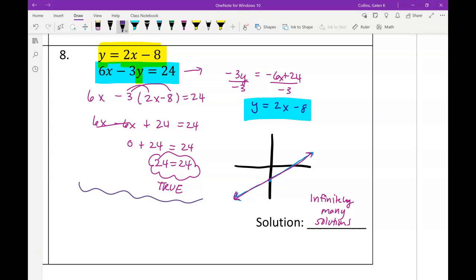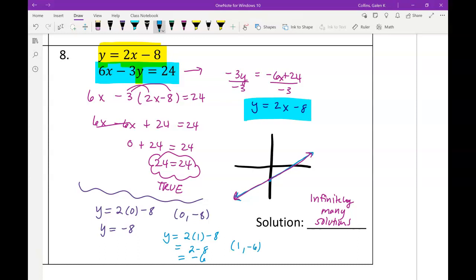So for example, let's say that I plugged in 0 for x. So if y is 2 times 0 minus 8, I get y equals negative 8. So 0 comma negative 8 is a solution to the system. But what if I plug in 1 for x? So y equals 2 times 1 minus 8. So 2 minus 8, which is what, negative 6. So 1, negative 6 is a solution.